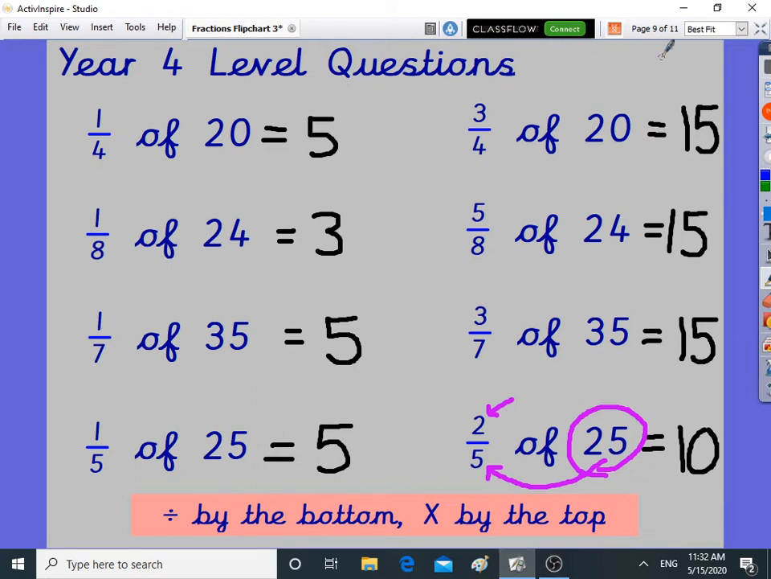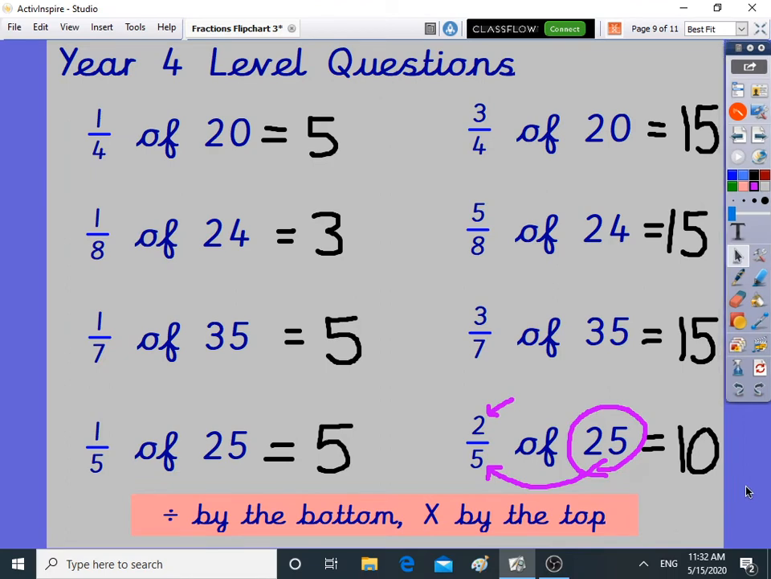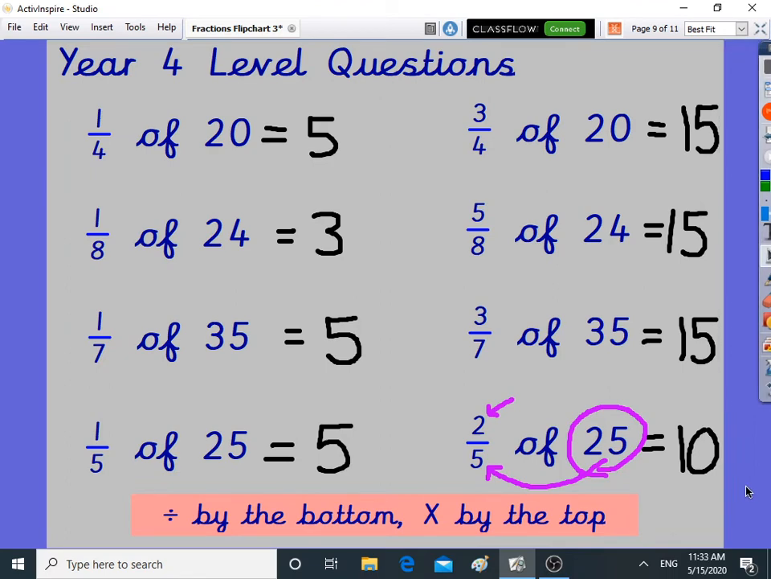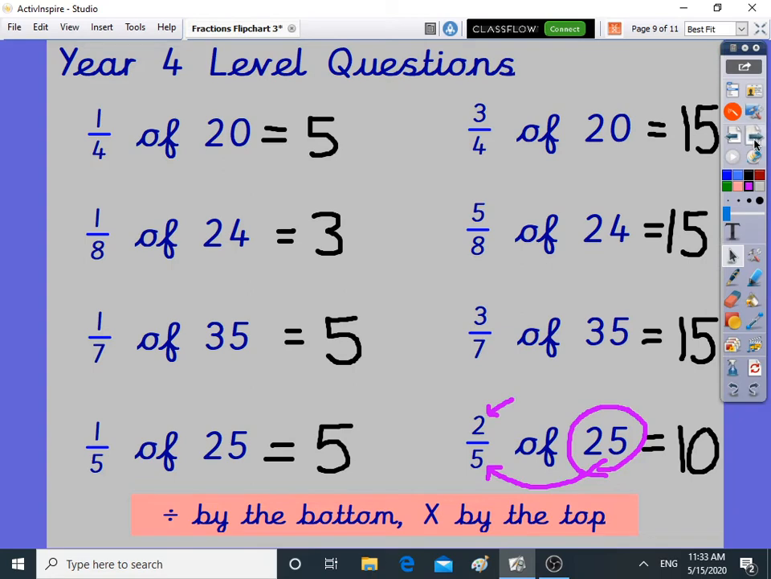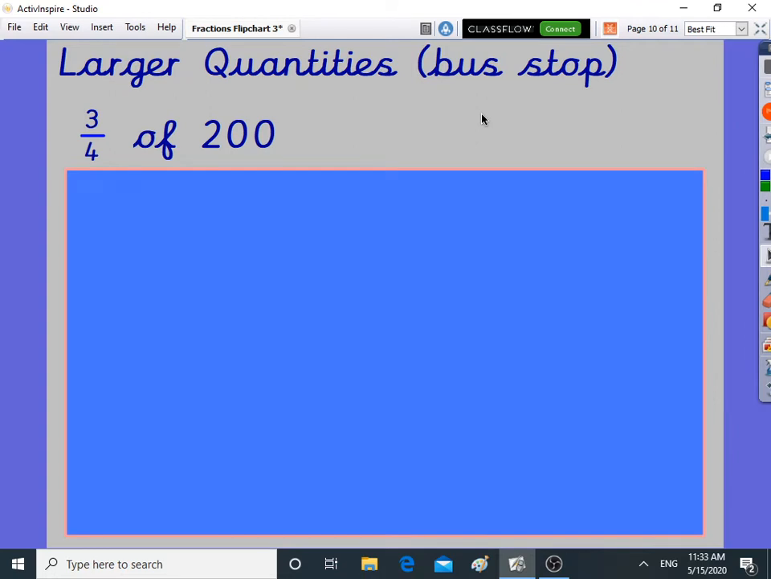Okay, that was year 4 level questions. Now, if your brain's about to explode from everything you've heard, you probably might be done now. But for some year 4s, we can do some slightly larger quantities. This is really for year 4s because year 3s have not done the bus stop yet with us, because school's not been on. The bus stop method for division I'm talking about.